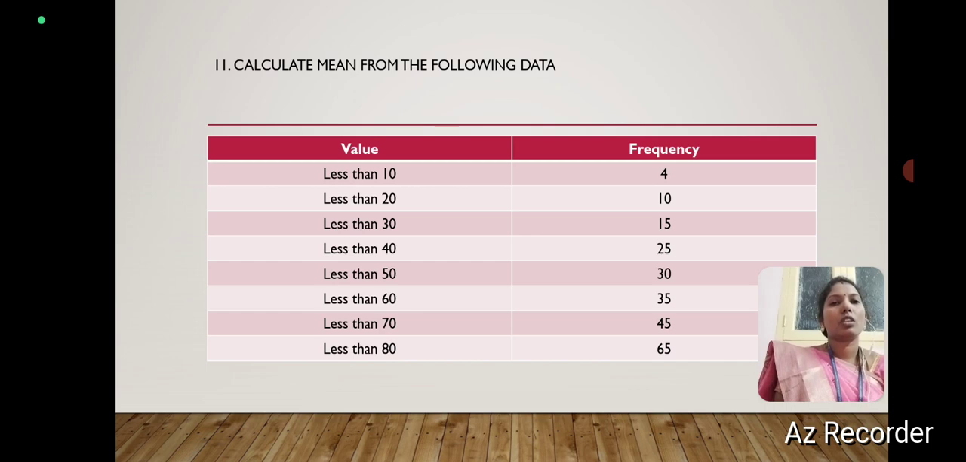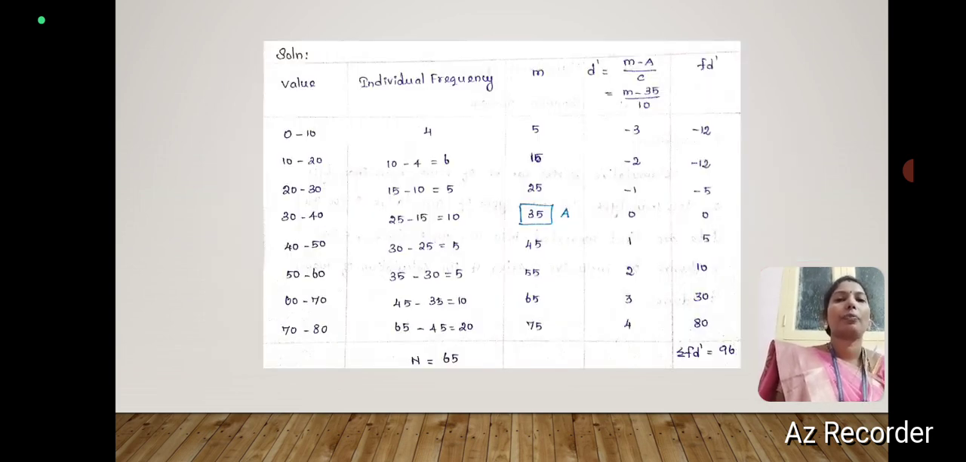The first column is value and the second is frequency. The values are of less than type; these are the less than values and the frequencies. The solution of this problem is, first we calculate the value as a class.